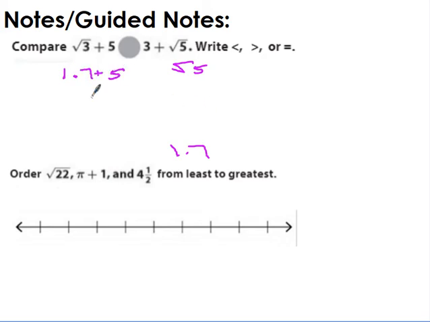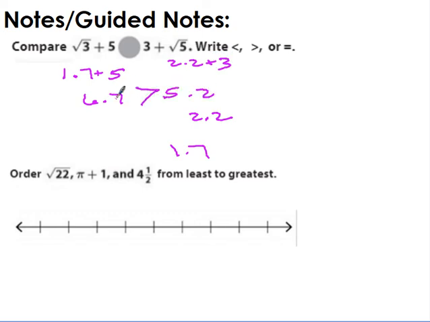1.7 plus 5 gives me 6.7. Now I can easily compare that to the right-hand side once I figure out what the square root of 5 is. Square root of 5 is in between 2 and 3, but it's really close to 2. It's only 1 away, and it is 4 away. So that'd be 1/5, so that'd be 2.2. If square root of 5 is roughly 2.2, then 3 plus 2.2 is 5.2. This side is clearly bigger.